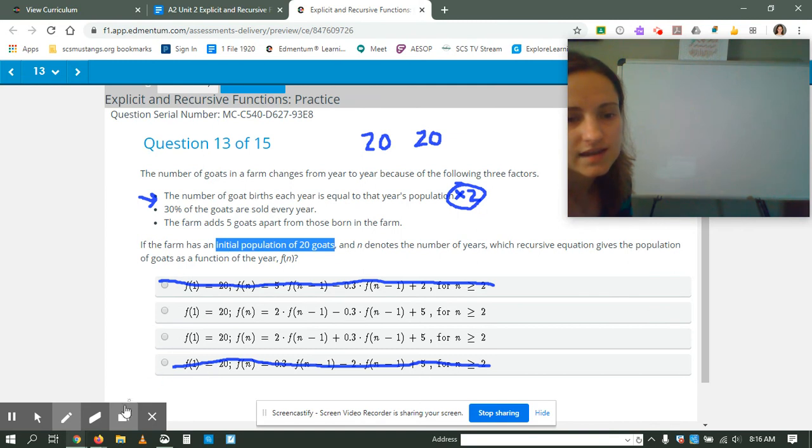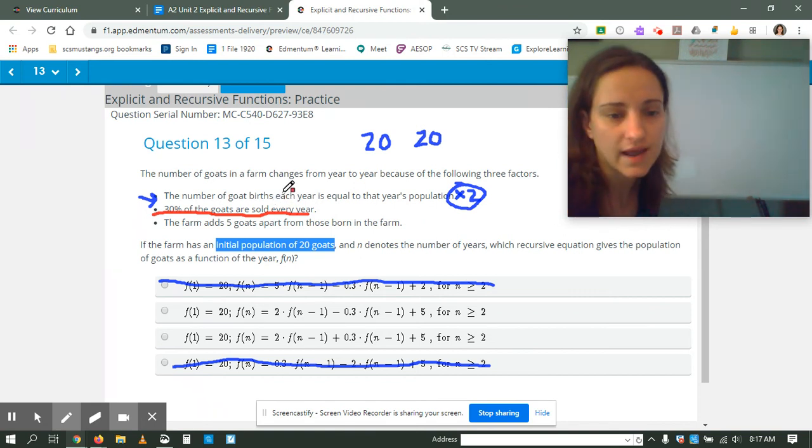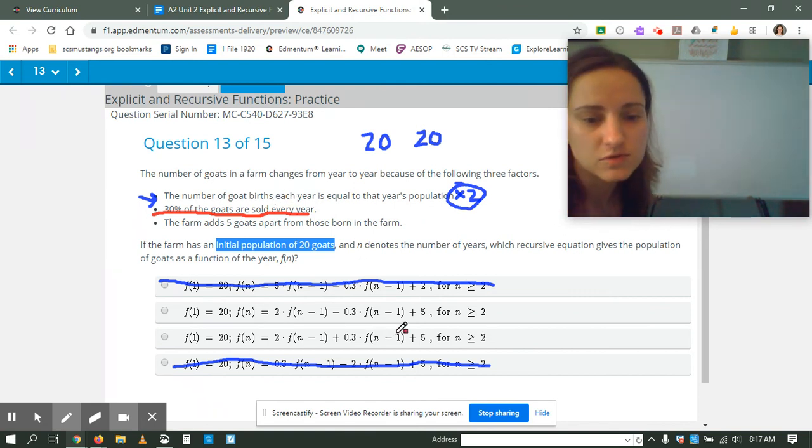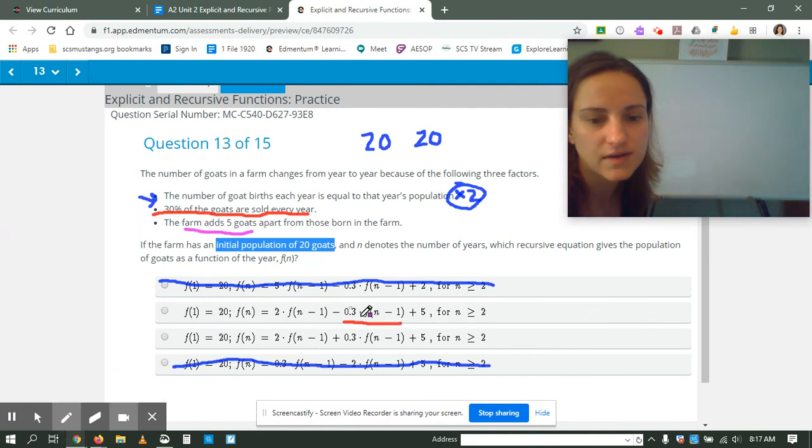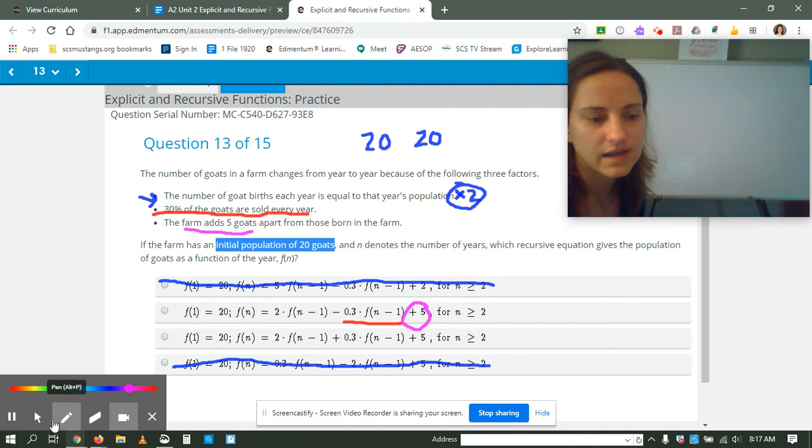And then it says here that 30% of the goats are sold every year. So if we're selling goats, we're not adding more goats to the current collection. So that's going to be subtracting 0.3. And then looking at that last, it says the farm adds 5 goats. So we're looking at a +5. So that just confirms what we were thinking here. So the answer for this one is going to be the second one.